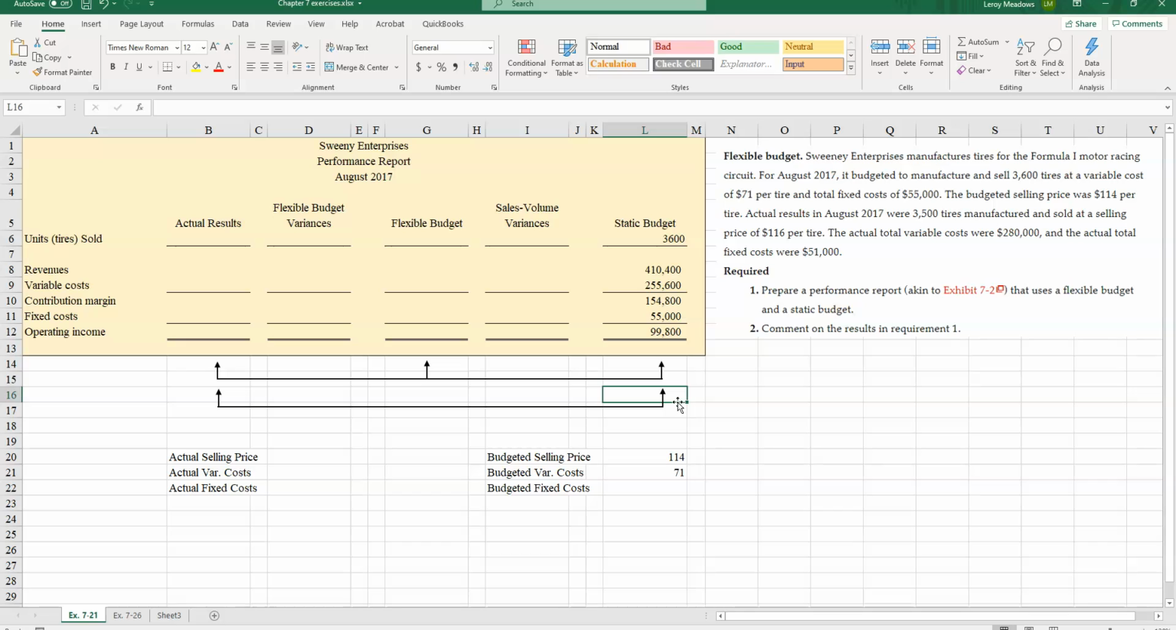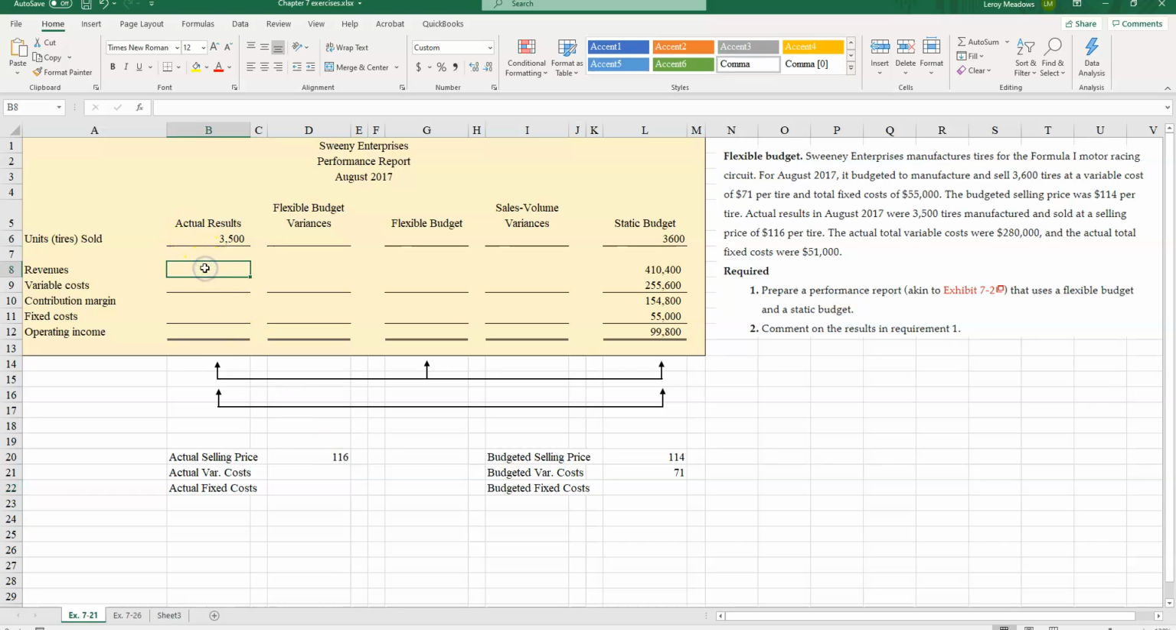Now, let's take a look at our actual results. My actual results. How many units or how many tires did I sell? Well, the problem says I sold 3,500 tires. So I'm going to go ahead and put that in there. And let me go ahead and format these cells now. And my actual selling price, what was my actual selling price per tire? Well, it was $116. I'm going to just put that there because I want to list that price separately. I want to do an analysis later on to see if I can get any insight into what's going on with the different variances.